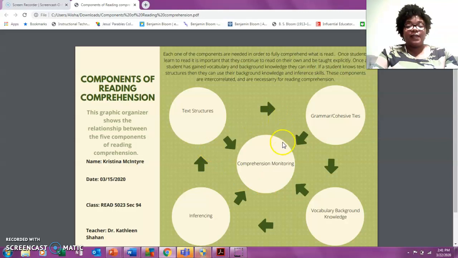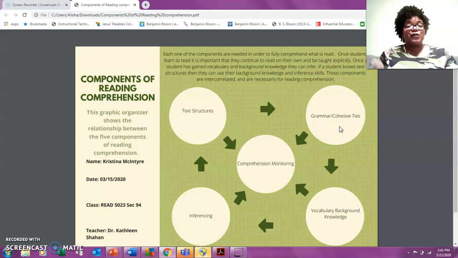And as you can see, all these different components of reading are intercorrelated. If a student does not have one of these, like if they don't understand text structure, then they won't be able to infer. If they don't know how to infer, then they won't necessarily know the text structure. All these are intercorrelated, and they tie in together. Each one of the components is needed in order to fully comprehend what is read.